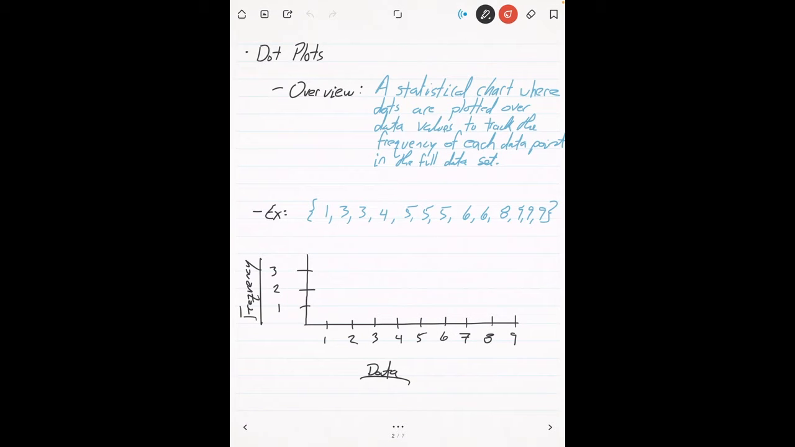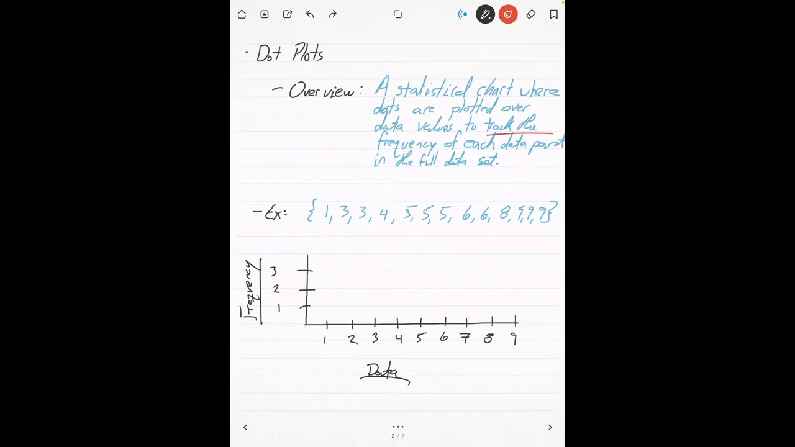First up, let's talk about one of the more common types of graphs or plots that you would see when working in statistics, and that is the dot plot. Now, a dot plot is a statistical chart where dots are plotted over data values to track the frequency of each data point in the full data set. What do we mean by frequency here?